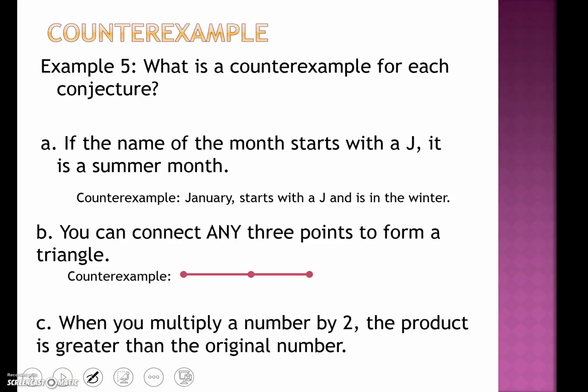And my last one: when you multiply a number by 2, the product is greater than the original number. So thinking about it, yeah, 2 times 3, that's 6. 2 times 4, that's 8. Oh yeah, definitely, everything is getting bigger and bigger. But what if I multiplied it by a negative? If I did 2 times negative 4, well, now we're going down to negative 8. So that resulting number, the product, negative 8, is definitely smaller. Or if I multiplied 0 by 2, it's not going to be greater either.